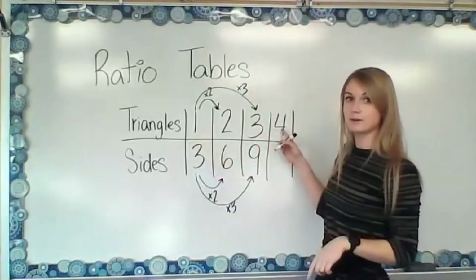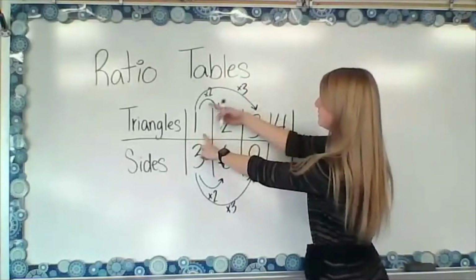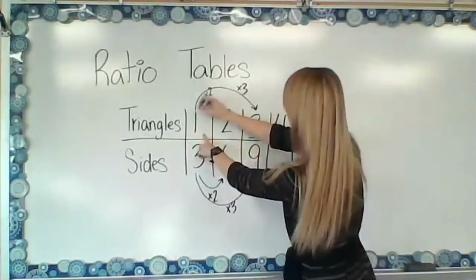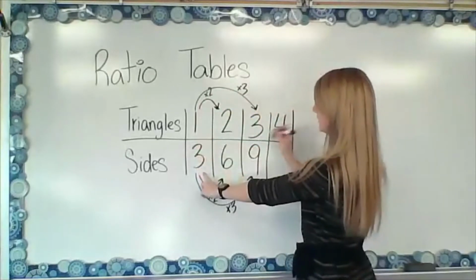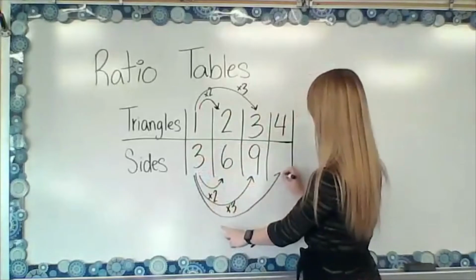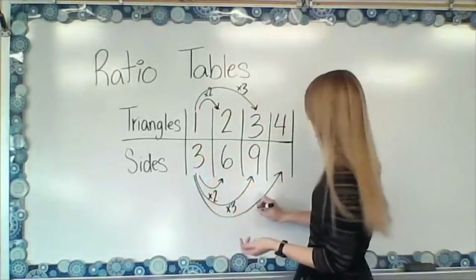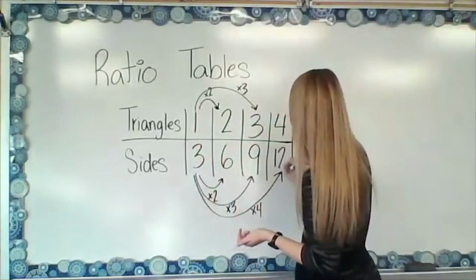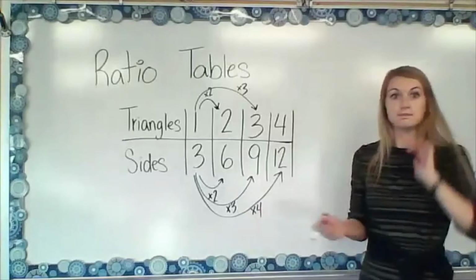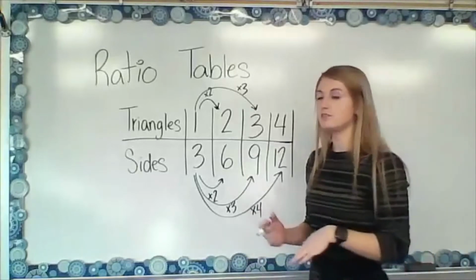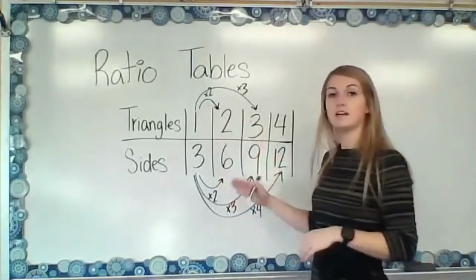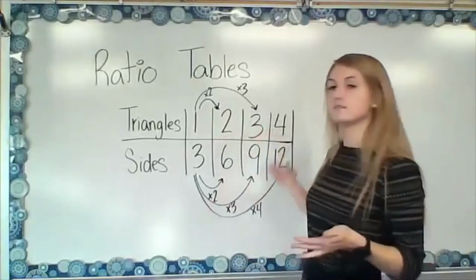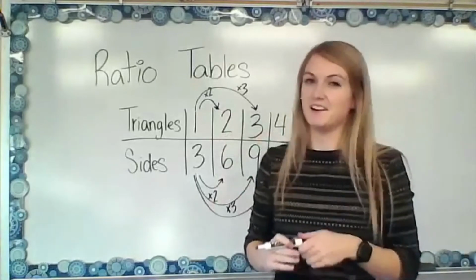Now I've got my last box. This time I have the top number, so I have to go to the top and ask myself, how do I get from 1 to 4? Times 4, right? So how do I get from 3 to over here? I'm going to multiply by 4. What's 3 times 4? We know that is 12. Now my table's full. All you're really doing is seeing how we multiply using other numbers, or add, or whatever the problem is, and then put it in the table. All right, let's try some more.